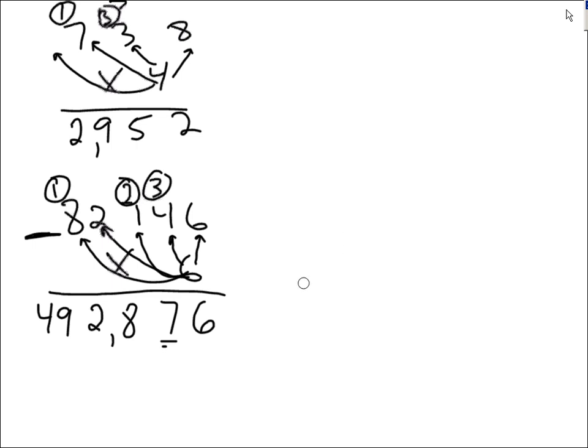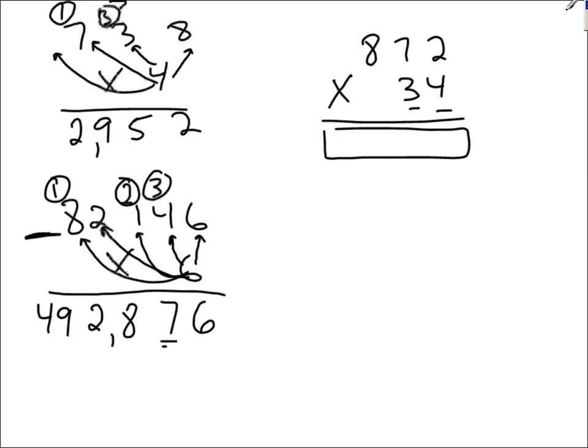Let's try another one. Suppose you have 872 by 34. Since now we have 2 digits, we are going to get 2 rows of numbers. So I'm going to add these numbers together.